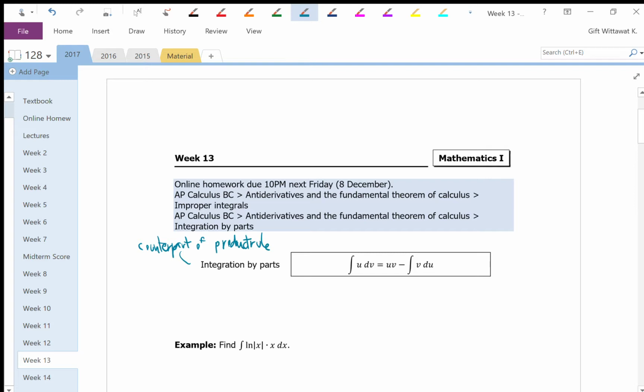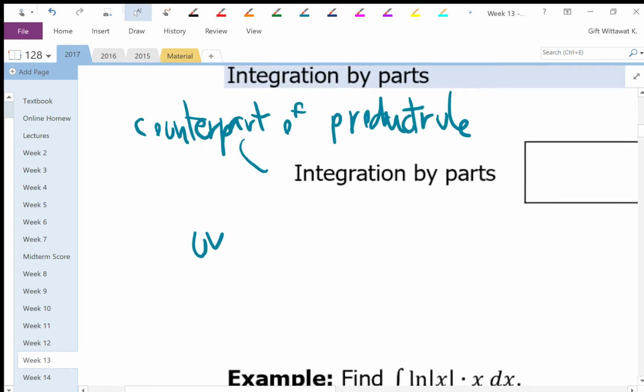So typically, when you use the product rule, you have two functions being multiplied. Let me call that u times v. The product rule basically says that the derivative of u times v is going to be u times the derivative of v plus v times the derivative of u. So this is the product rule that we are already familiar with.